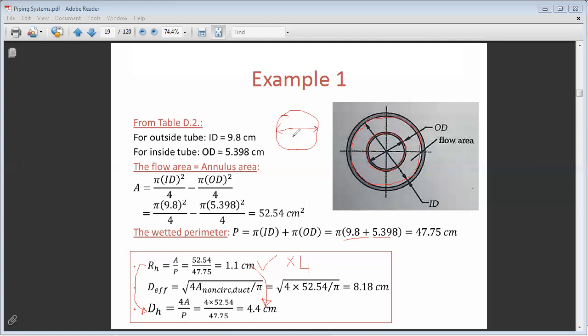ليش البريمتر عملتيه بلس مش ماينس؟ لأنك الكونتاكت لينكس اللي هي in contact with water هي عمالتين. يعني الفلويد عم بيدق بهيدي السيرفيس، صح؟ وعم بيدق بالاوتر بهيدي السيرفيس بالاوتر تيوب. الويتد بيريمتر هو التوتال ويتد لينث. اوكي؟ يعني بدك تجمع.